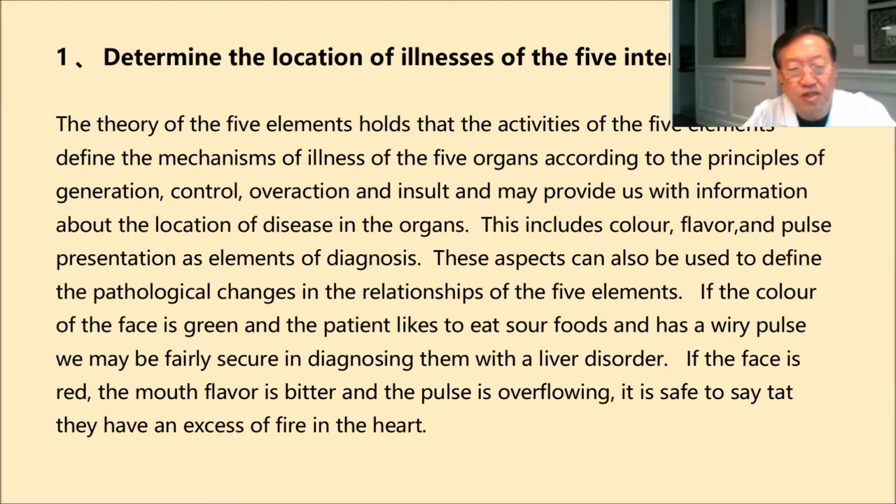Determining the location of illness of the five internal organs. The theory of the five elements holds that the activities of the five elements define the mechanisms of illness of the five organs according to the principles of generation, control, overaction, and insult, and may provide us with information about the location of disease in the organs. This includes color, flavor, and pulse presentation as elements of diagnosis.